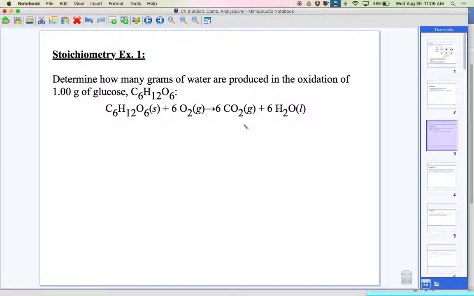Wait, so it's already balanced? It is already balanced, so you don't have to do any of that. Do we have to write down the solid? No, you don't have to write states of matter. They're not going to matter for your math. All right, grams to moles. How do we get from grams to moles?